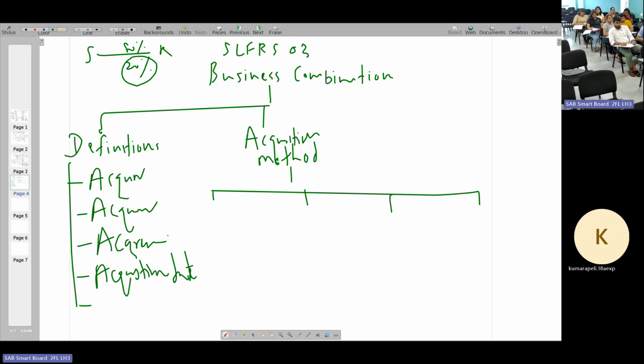Who originally gave this definition? SLFRS 10. The definition in SLFRS 10 is what has been connected here, with parent and subsidiary. But in this case, the words available are acquirer and acquiree. What is the acquisition date? The date at which the acquirer obtains the control of the acquiree. The date at which the control is taken. That's the acquisition date.